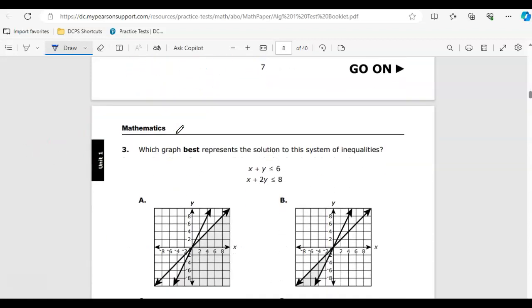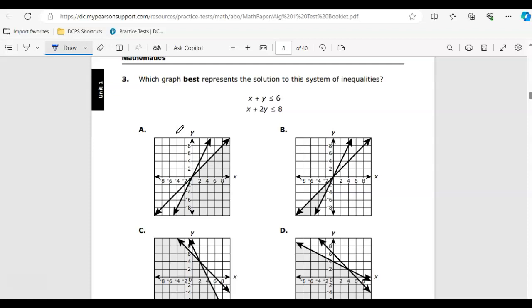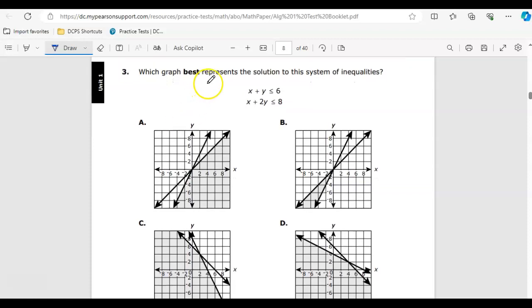I'm going to go ahead and do number 3 too, just because those two are pretty quick. It says, which graph best represents the solution to this system of inequalities? And so notice they're both less than or equal to, which means they both should have solid lines.